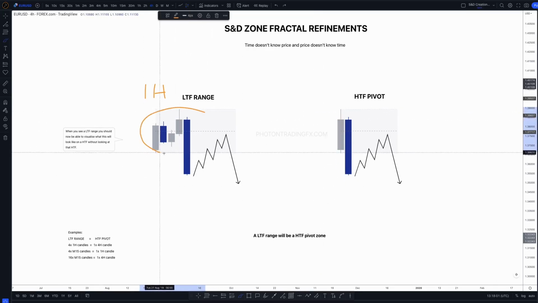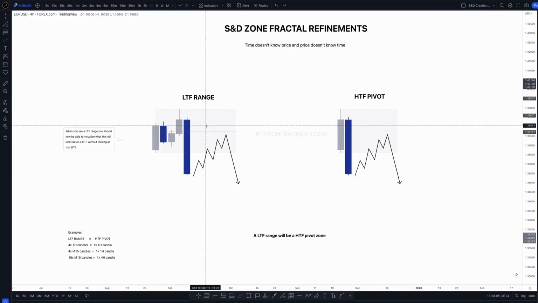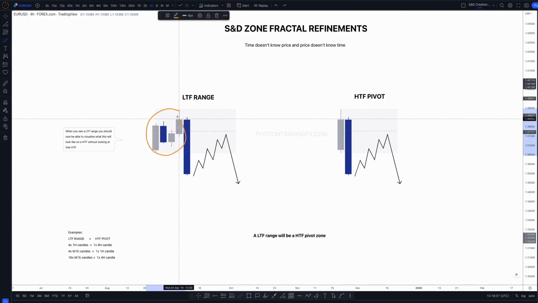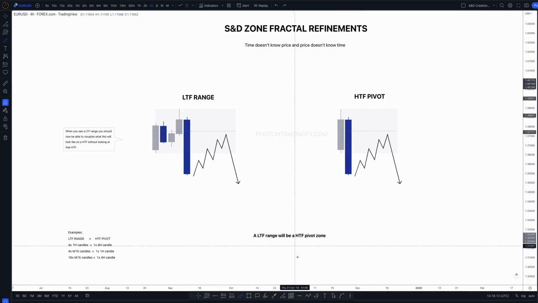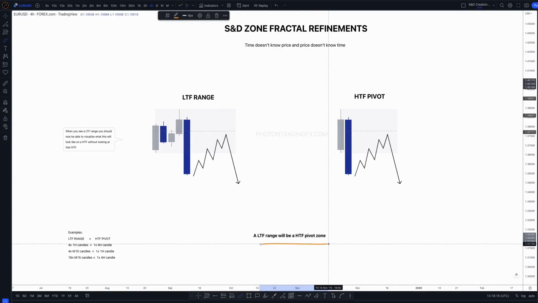So when you draw a lower time frame range zone on, you don't even have to look on the higher time frame. You should be able to guess just by looking at this on the lower time frame. You should know in the back of your mind that that's a higher time frame pivot, okay? So a lower time frame range will be a higher time frame pivot zone, right? So like I said, when you see that lower time frame range, you should be able to visualize what that looks like on a higher time frame.